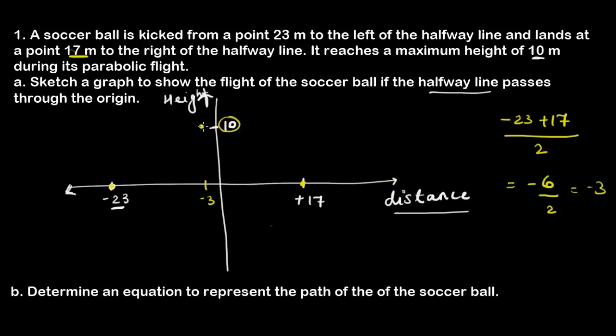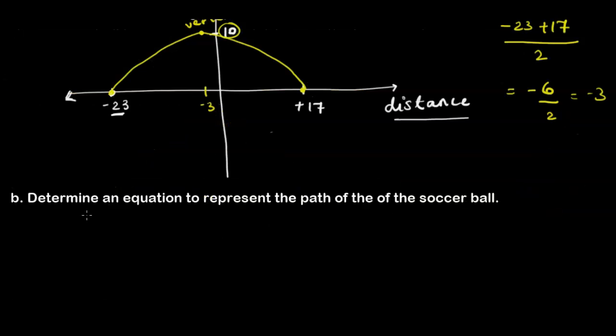Now we can join this point, which is the vertex of this flight, and these two x-intercepts. So we join these 3 points in order to complete our graph. This is how the parabola is going to look. That represents the flight of the soccer ball, and that gives us the first part of this question. The second part of the question says determine an equation to represent the path of the soccer ball. So we want to write the equation of this graph.